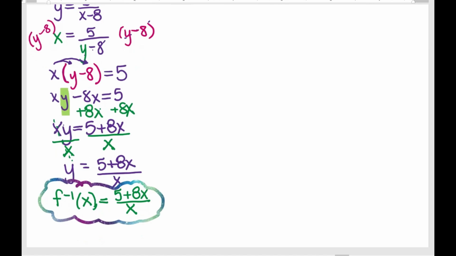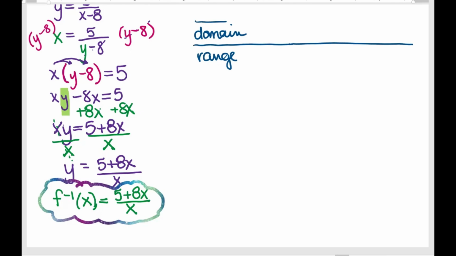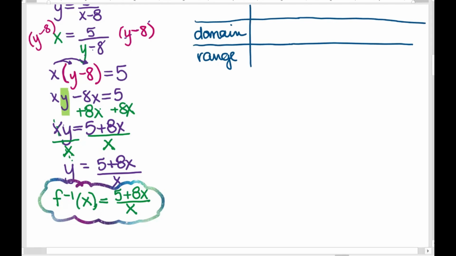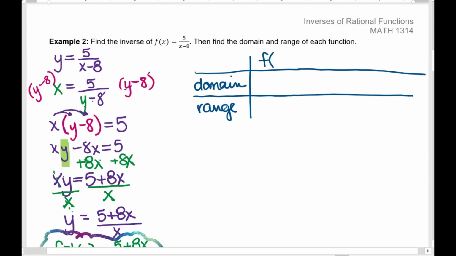I like to put my domain and range in a nice little chart. So I'm going to start with domain being one row, my range being another, and then with my columns, I'm going to have f of x, which is my original, and then I'll have the inverse, f inverse of x. Okay. Let's start by finding the domain of f of x.